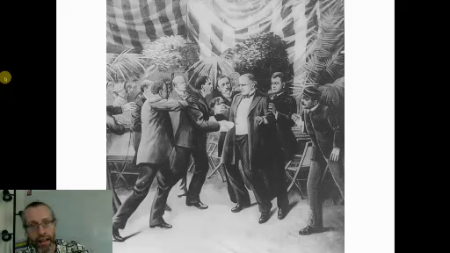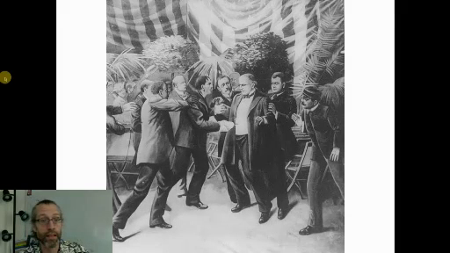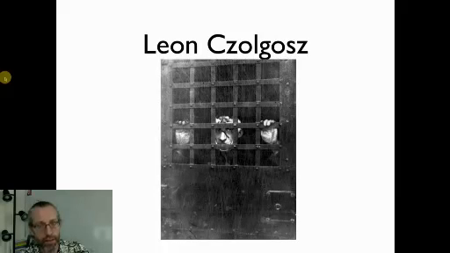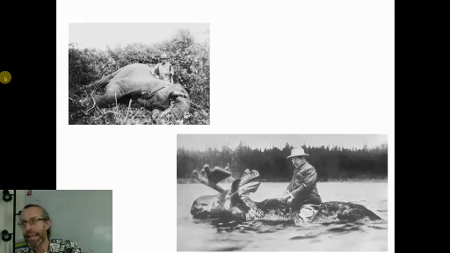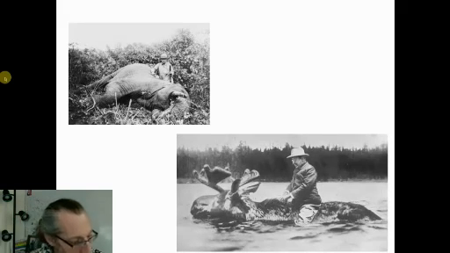And he was right, because what happens a few months later is this fellow, Leon Czolgosz, assassinates McKinley. There he is in his little cage about to be tried. And Teddy Roosevelt is our new president. Teddy is an interesting figure.